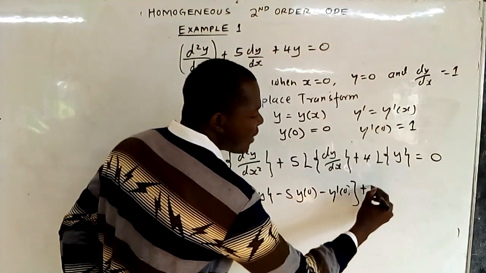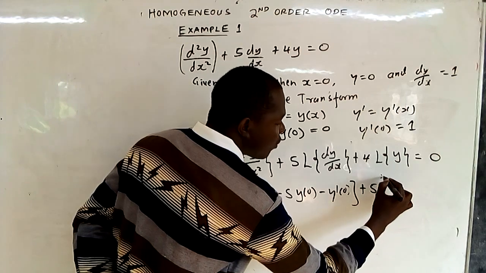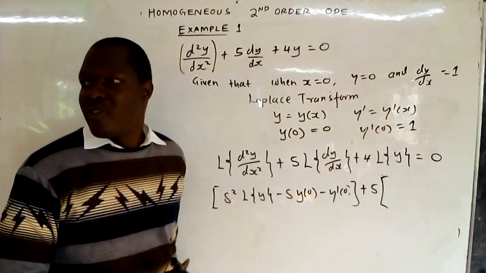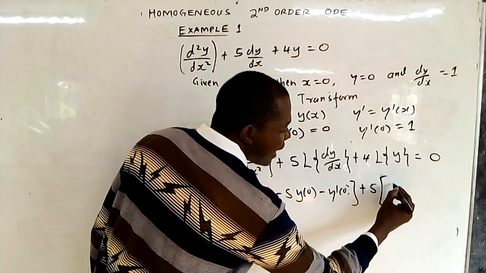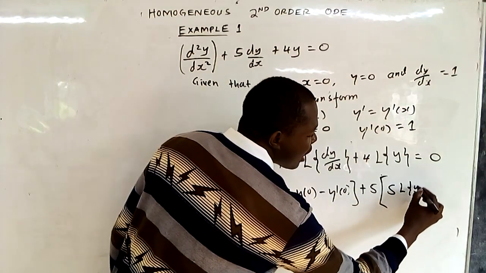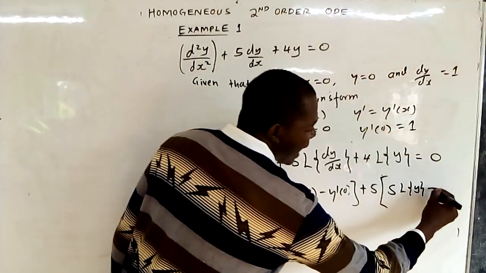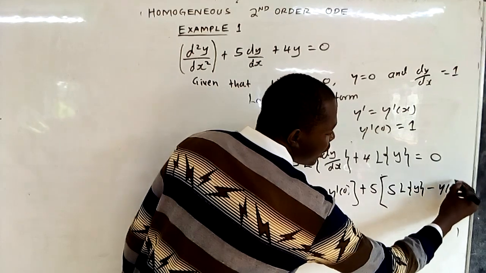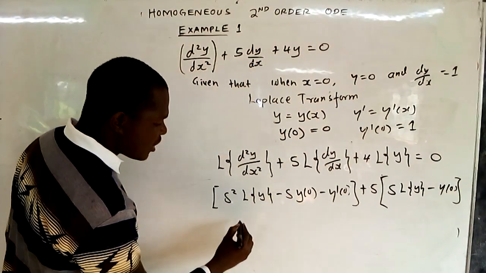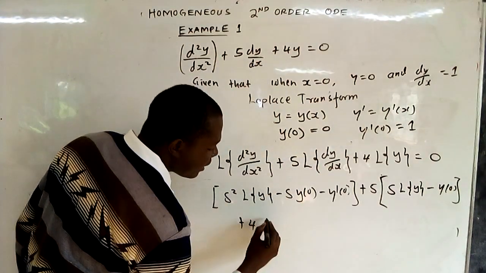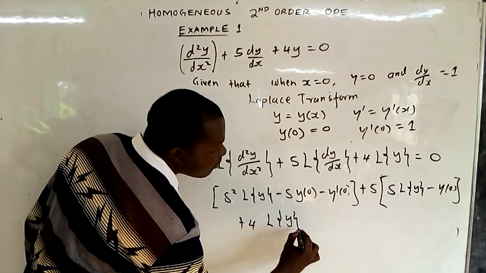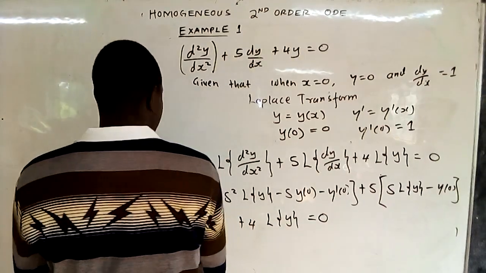Then it is plus 5. Then what is the Laplace transform of dy over dx? That is going to be s Laplace transform of y minus y of 0. Then it is plus 4 Laplace transform of y to be equals to 0.